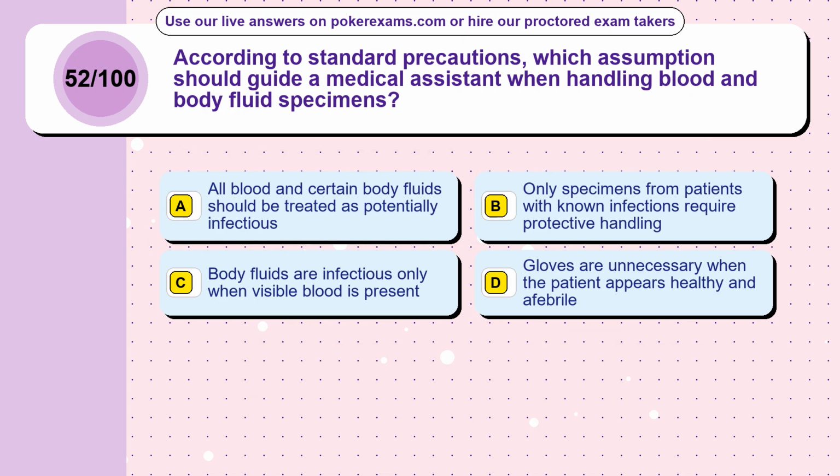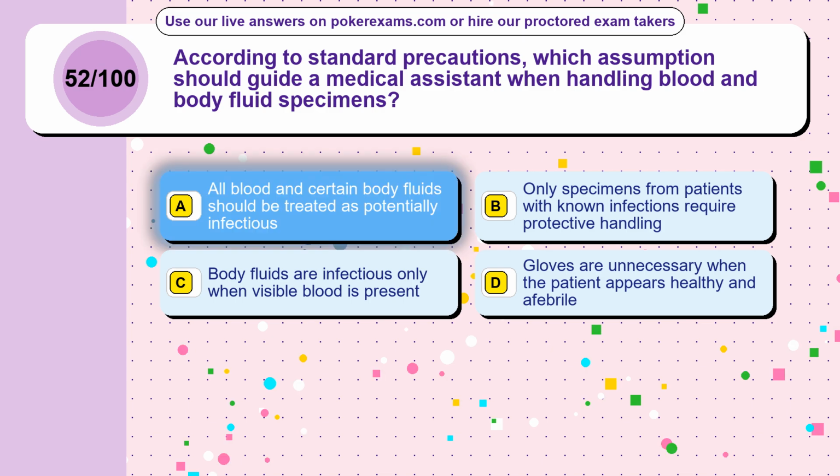Question 52. According to standard precautions, which assumption should guide a medical assistant when handling blood and body fluid specimens? Option A. All blood and certain body fluids should be treated as potentially infectious. Option B. Only specimens from patients with known infections require protective handling. Option C. Body fluids are infectious only when visible blood is present. Option D. Gloves are unnecessary when the patient appears healthy and afebrile.